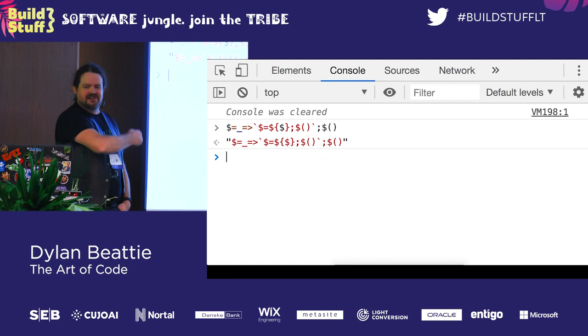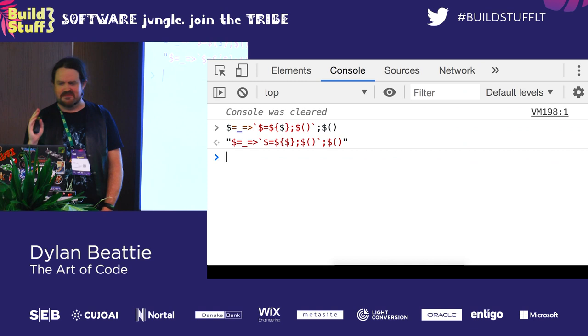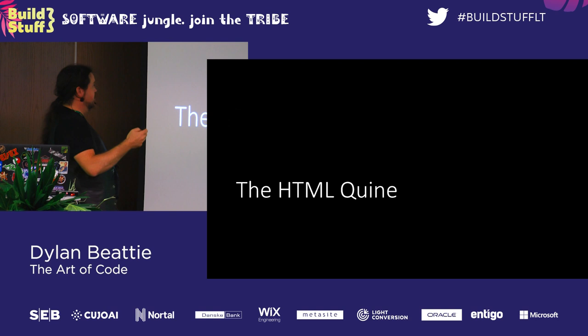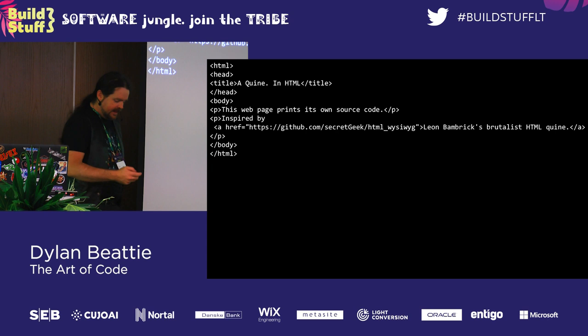And then I found something I think is really brilliant, which is an HTML quine. This guy called Leon Bambrick came up with this idea. It's a web page that prints its own source. So we're going to start with this: HTML, head, title, blah, blah, blah, slash HTML. And when we open this in a browser, it looks like this.